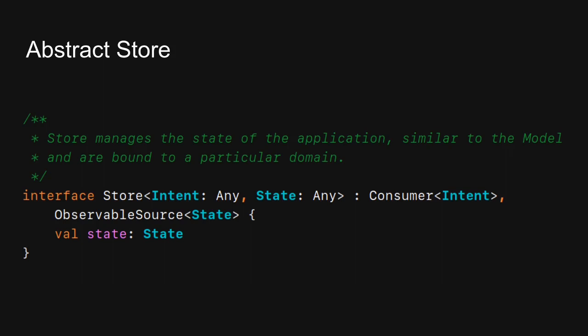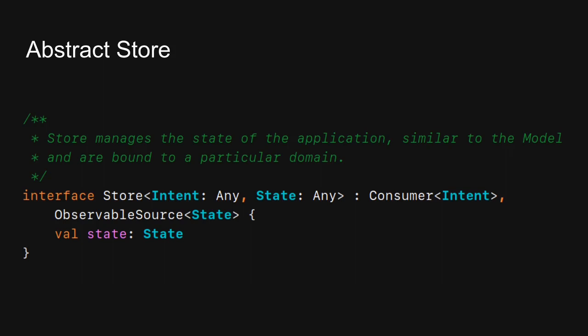So I have created an abstract store. Abstract store basically manages the state of the application. It is very similar to a model and it bounds to a particular domain. So store basically is a consumer of intent, observable source of state. Consumer again is a feature of RxJava. So it marks this store as a consumer of intent.